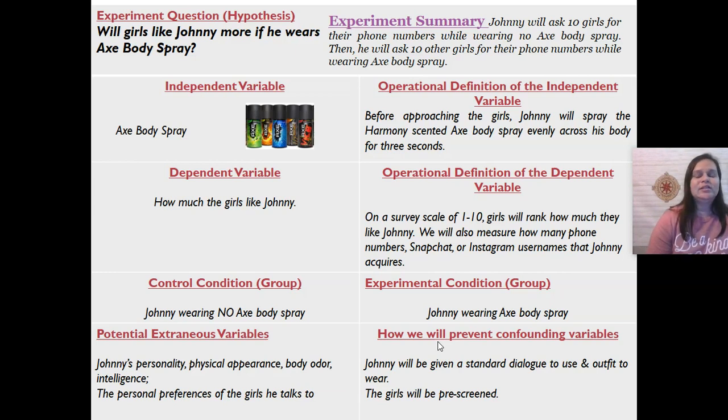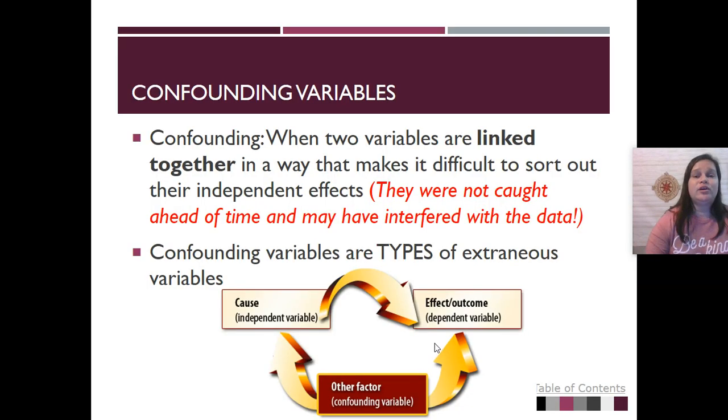I don't know if they didn't like him because of his Axe body spray, or if those girls saw his post and that's why they don't like him. So now that post that he made, and what that did to him, becomes a confounding variable. And we would say that our experiment has become confounded because I can't separate my data. I don't know if they didn't give him their information because of the body spray or because of his racist online presence.